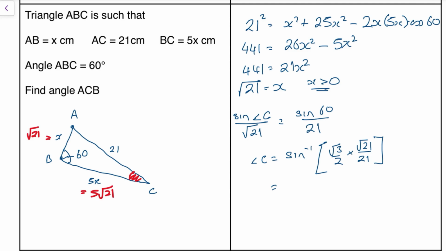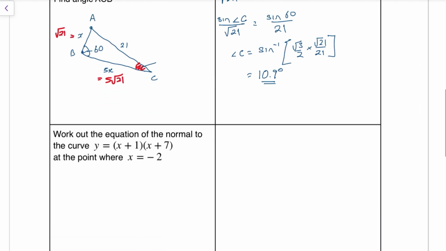So calculator out, and that gives me 10.89339, etc. I'm just going to call that 10.9 degrees. Does that look broadly correct? It kind of does, doesn't it? I mean, this is a small angle, that 60 is too big. So yeah, I'm happy with that. That feels okay. Question done.